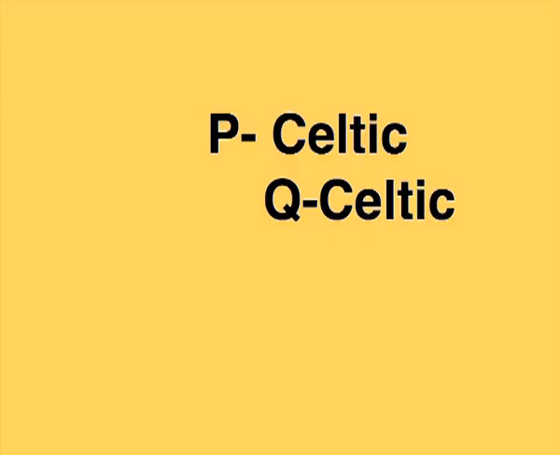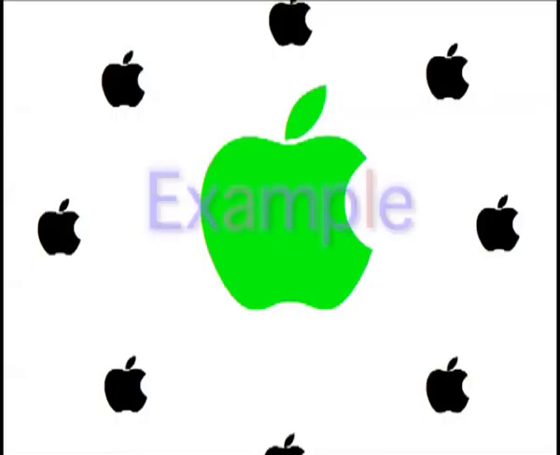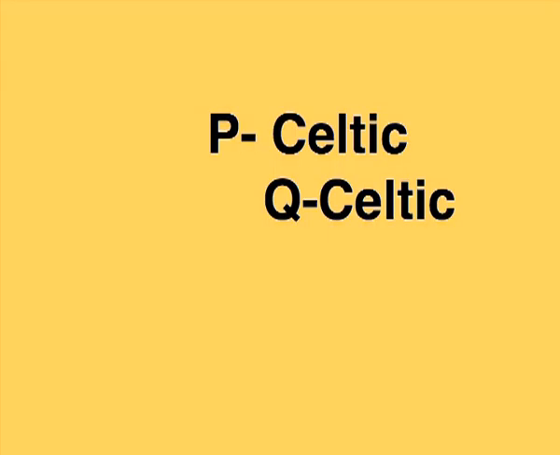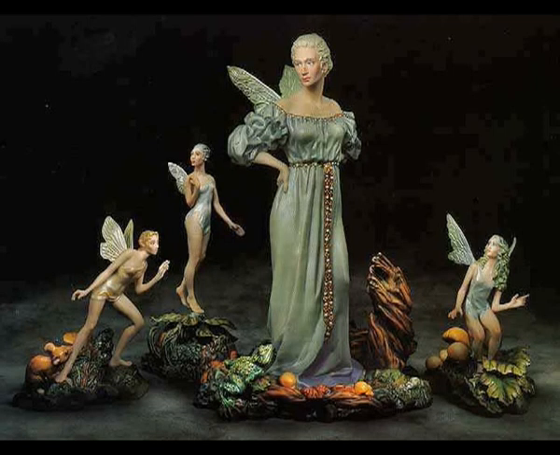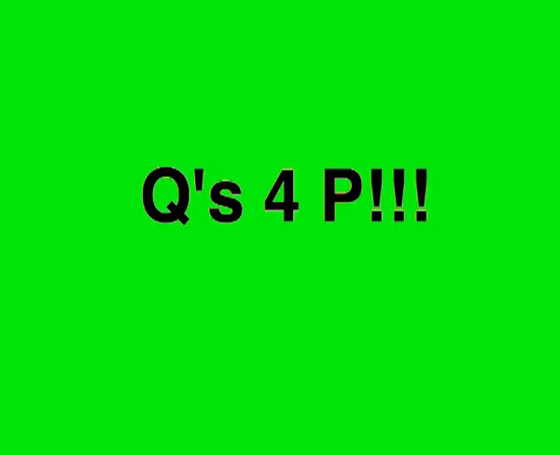This division relating to languages is known as the difference between P Celtic and Q Celtic. An example of P Celtic and Q Celtic is the word Mac in Irish, but Mab in Welsh. Where we put a Q, they put a P.